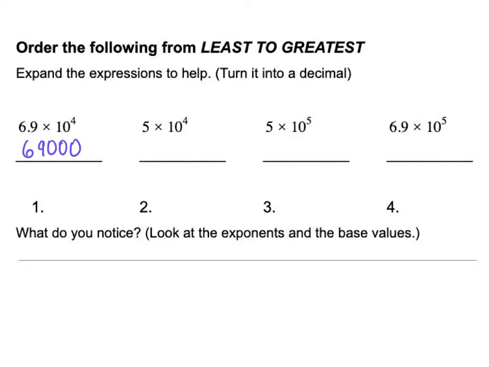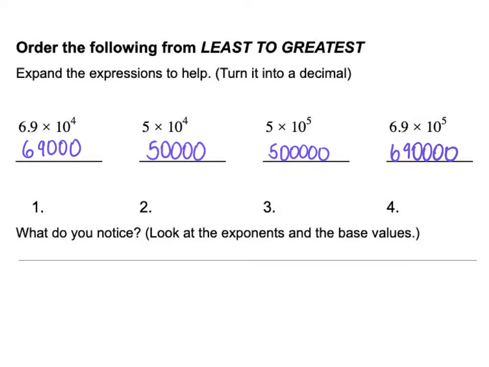So 5 times 10 to the 4th is going to be a 5 followed by 4 zeros, because I'm raising it to the 4th power. 5 times 10 to the 5th would be 5 with 5 zeros. And now 6.9 times 10 to the 5th is going to be a 6. And there are going to be 5 digits after the 6. So a 9 and 1, 2, 3, 4 zeros.